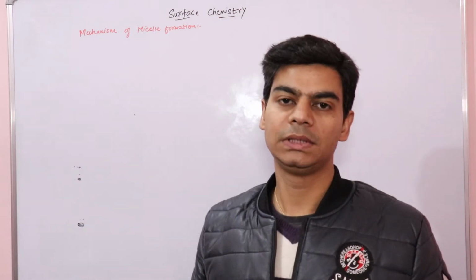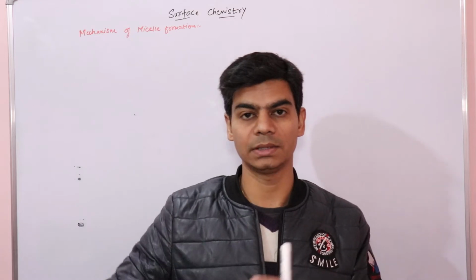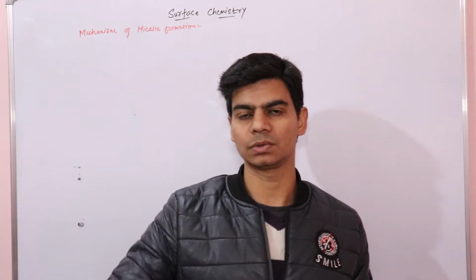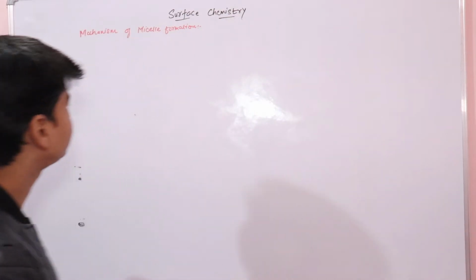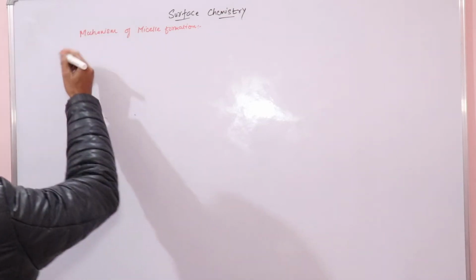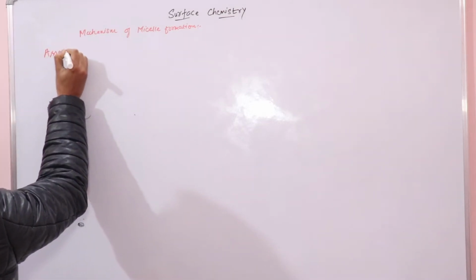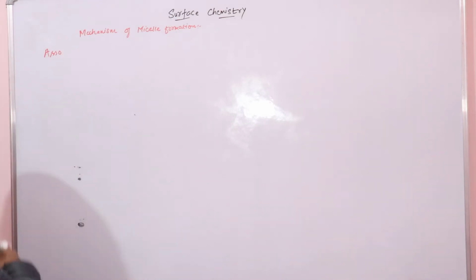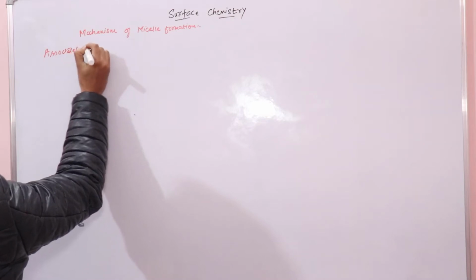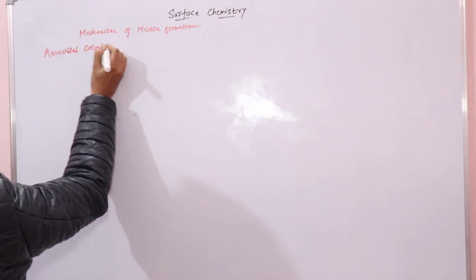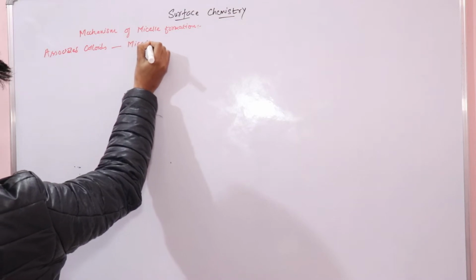In this video lecture, now we will see how micelle formation takes place in detail. In the previous video lecture, we discussed multimolecular, macromolecular, and association colloids. And we know that associated colloids are micelles. So micelles come under associated colloids. What are associated colloids? If you just recall, these are micelles.